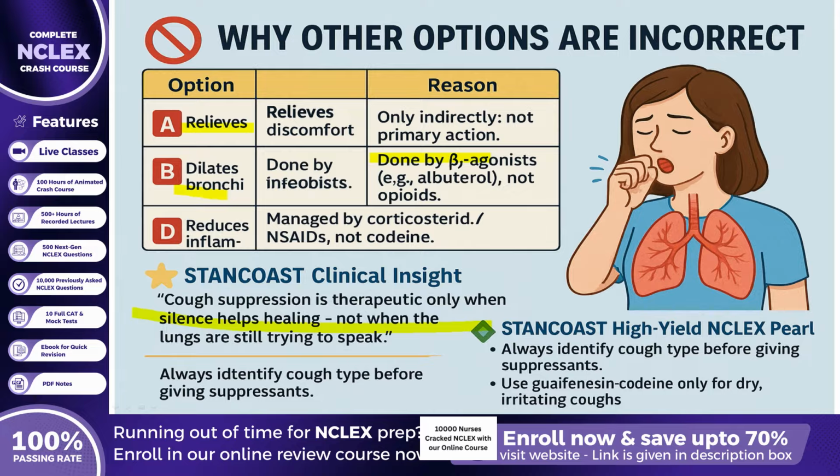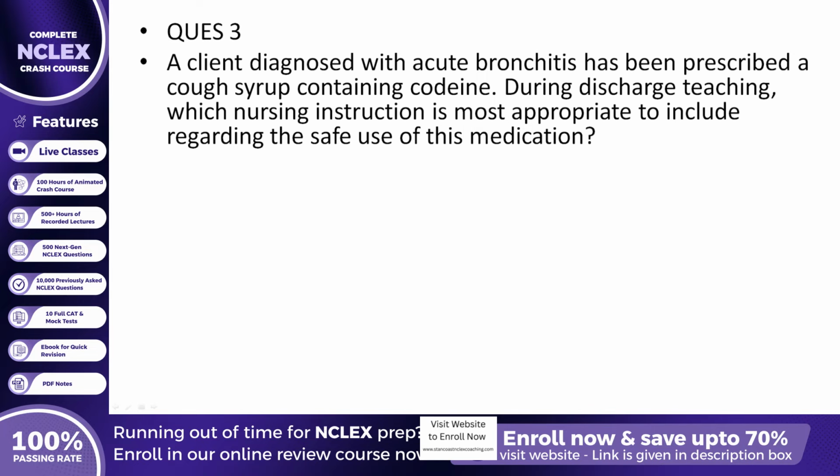Let us now move forward to a pharmacology-based question that focuses on the safe administration and client teaching of an opioid antitussive. A client diagnosed with acute bronchitis has been prescribed a cough syrup containing codeine. During discharge teaching, the nurse must ensure the client fully understands how to take this medication safely. The question asks, which nursing instruction is most appropriate to include regarding the safe use of this medication?